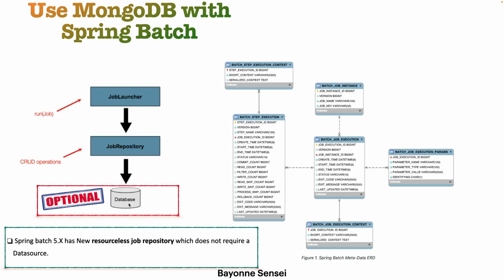So I'm just telling you guys that sometimes, if you have a very small application, you don't need the data source in order to configure the job repository. You just need to use the resourceless job repository.